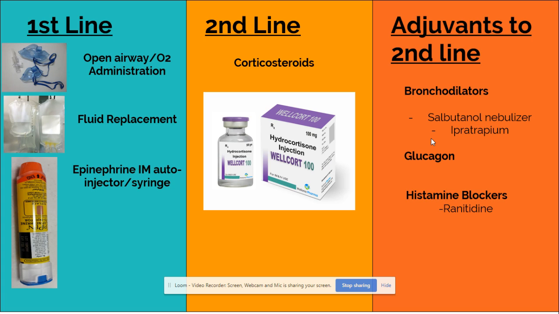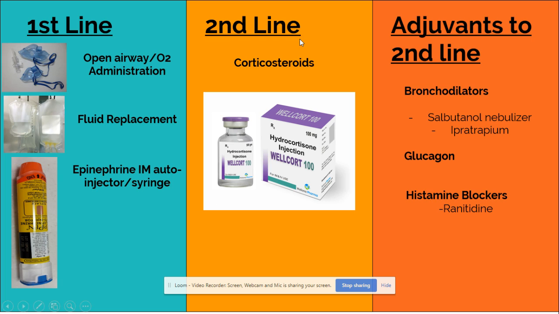So, in response to the medications, there's a first line, which consists of, of course, opening the airway, whether it's intubation or tracheostomy, as well as O2 administration, so nebulizers or non-rebreathers. There's fluid replacement to ensure that blood volume is maintained, and epinephrine, so the administering of epinephrine to reverse peripheral vasodilation, maintain blood pressure, decrease edema, and increase the force of myocardial contractions.